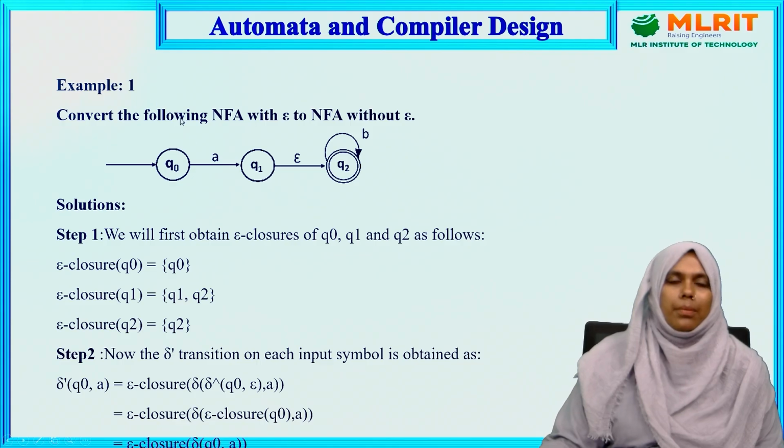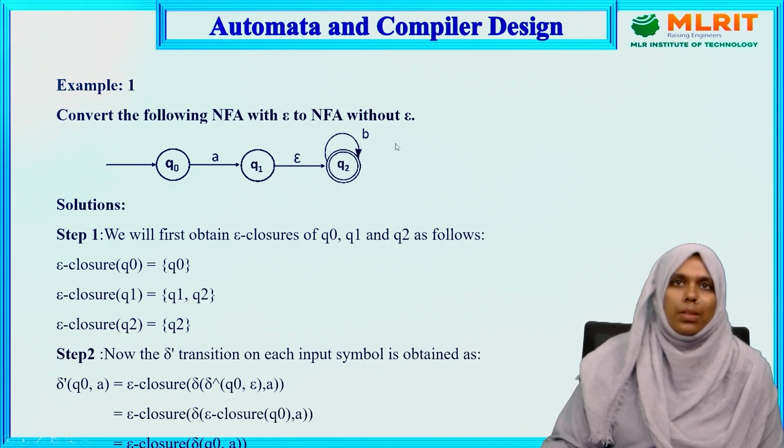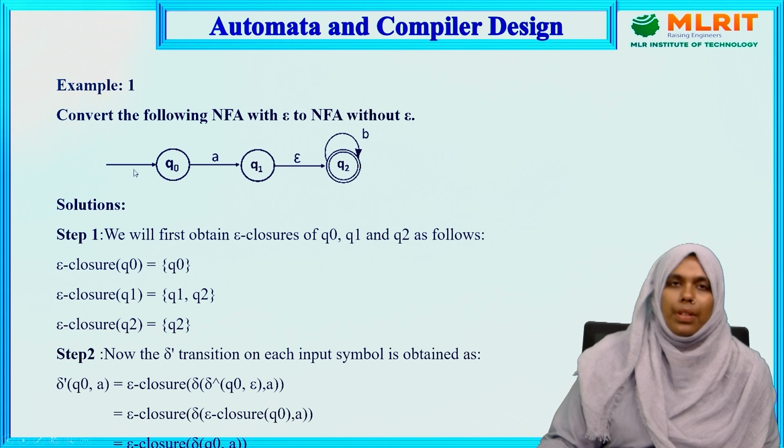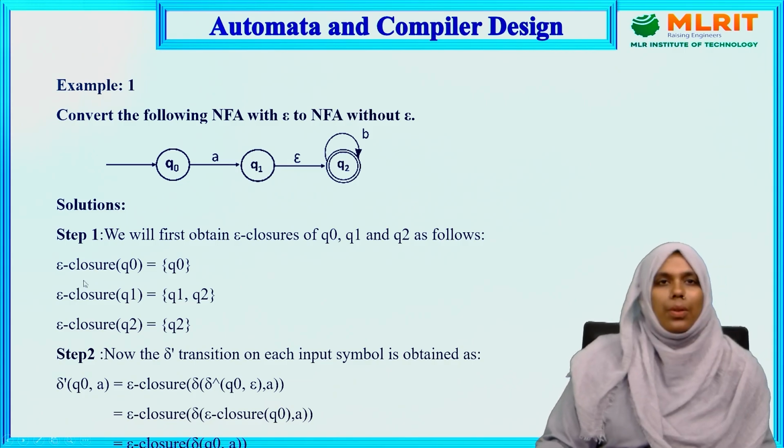Let us see the example of conversion of NFA with epsilon to NFA without epsilon. Here it is given with the transition diagram with 3 states. The initial state is Q0 and the final state is Q2. First step, we have to find the epsilon closure for each and every state. First one, epsilon closure of Q0. From Q0, do we have any epsilon transition? If we don't have an epsilon transition, we write the present state, Q0. So epsilon closure of Q0 will be Q0 itself.